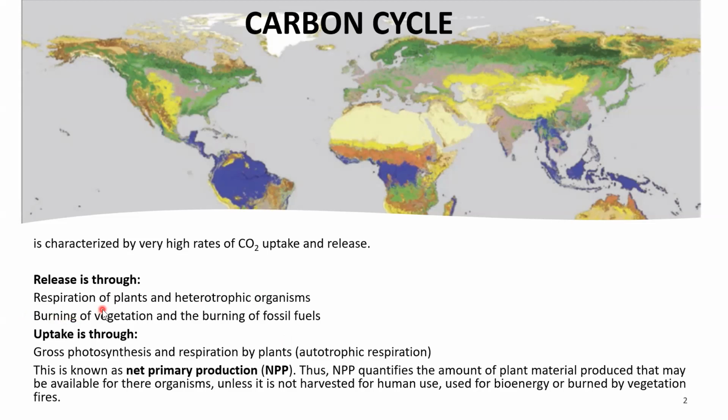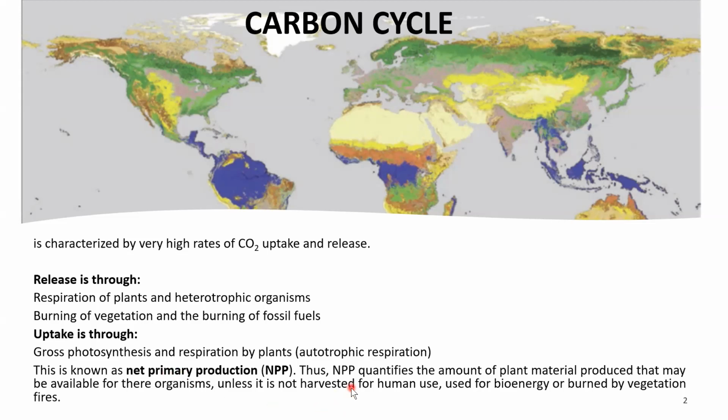So release is through respiration of plants and heterotrophic organisms, burning of vegetation and burning of fossil fuels, while uptake is through gross photosynthesis and respiration by plants, or autotrophic respiration. This is known as the net primary production. So this is the net primary production, the carbon dioxide which is being used.